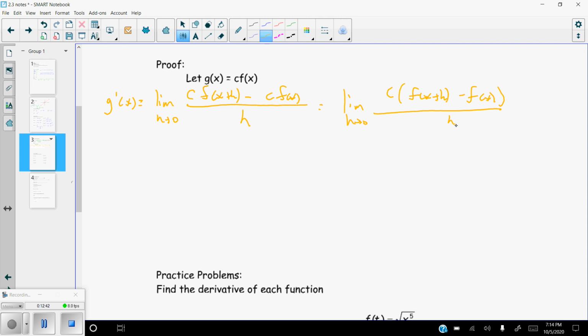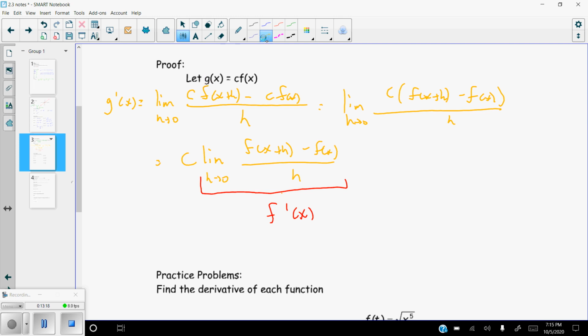But remember that c is a constant, and now that we're dealing with limits, we know that we can pull a c out to the front of a limit. So that's the same thing as c times the limit as h approaches 0 of f of x plus h minus f of x over h. But if you're really paying attention, that limit is literally the definition of the derivative of f. So that whole thing in red is really just f prime of x.